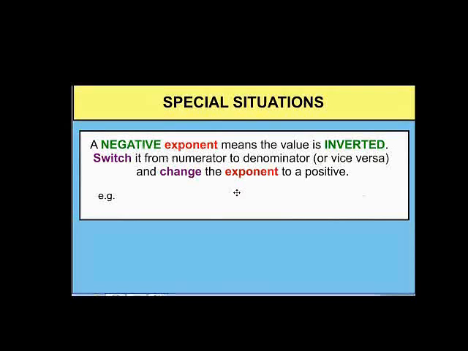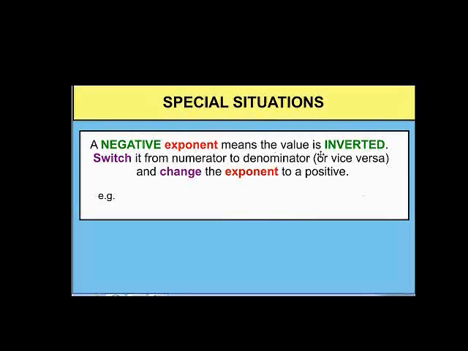All right, a negative exponent. Well, how can I multiply a number by itself a negative number of times? Well, I can't really. But again, same idea as negatives in different contexts in math mean different things. So a negative exponent means that the value is inverted.